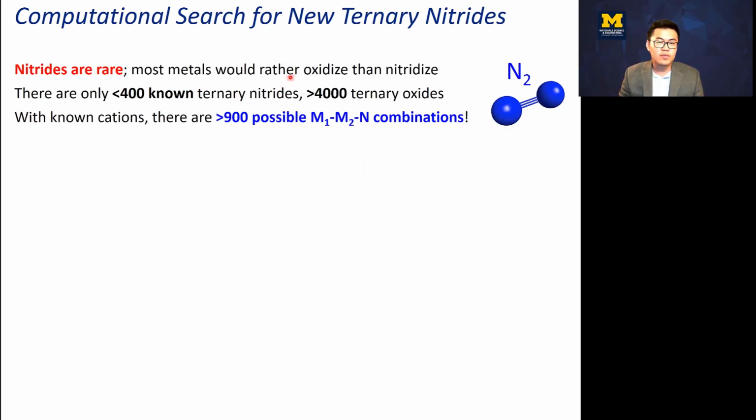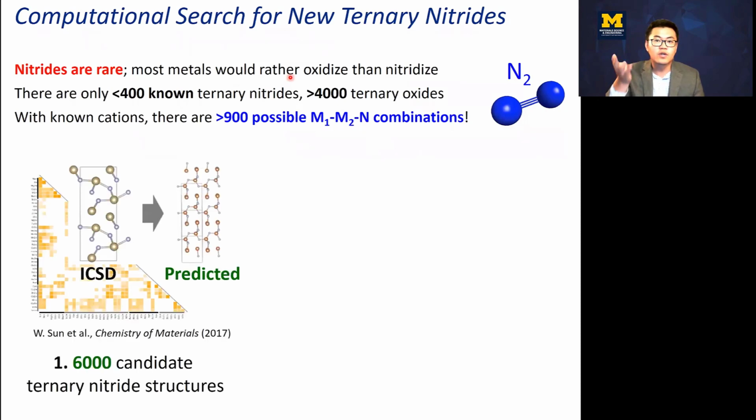So what's remarkable, though, is of the metals that form nitrides, if you mix and match the elements, you can actually form over 900 metal-metal nitrogen combinations. And so this compelled us to think that maybe there are new nitrides that had not been discovered yet, and we're going to use computational material science to discover those.